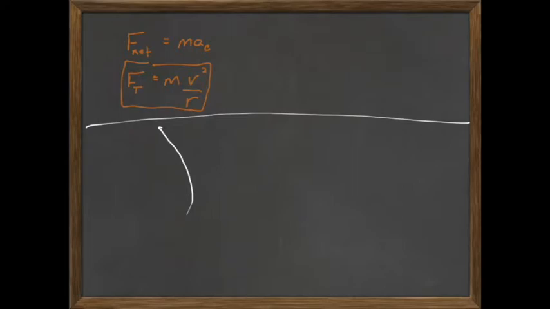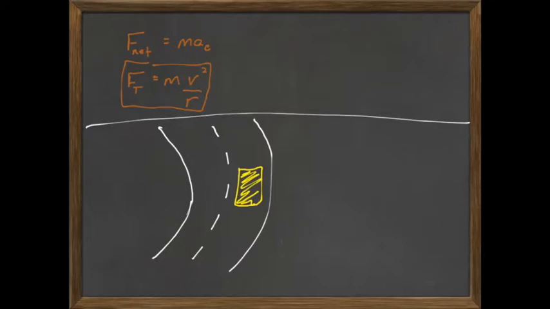Now let's look at another example. In this example, we're going to look at a car that's going around a curve. Okay, so it's important to understand again that this car, even though it is turning, at every instant the car is trying to go in a straight line. So there's got to be something holding it into the curve.